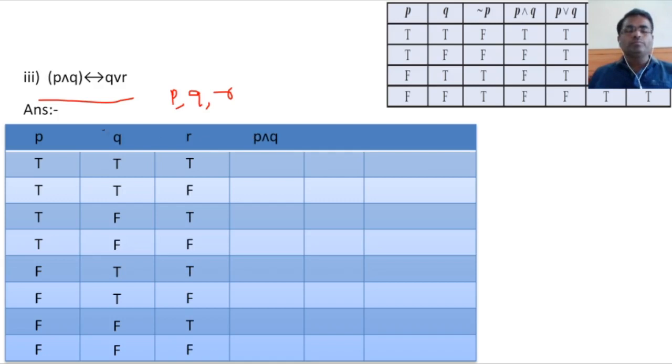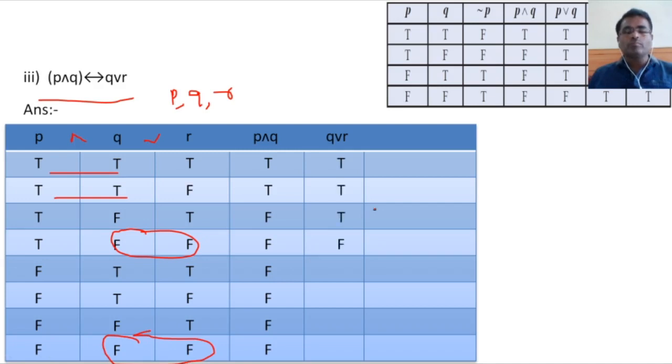Then P and Q. So AND operation between these two. For true, true, it is true, otherwise it is false. So you have true, true in the first two, and for all others it is false. Then Q or R. So OR operation between these two. For OR operation, if anyone is true, then it is true, but for false, false, it is false. So here you will get false, and here you will get false. Therefore Q or R is true, true, true, false. Again true, true, true, false. So this is your Q or R.